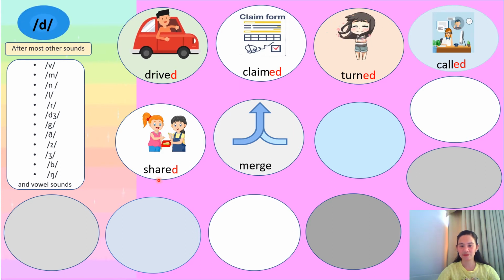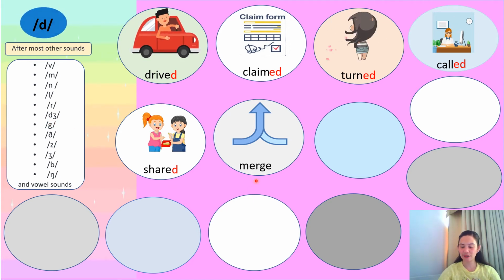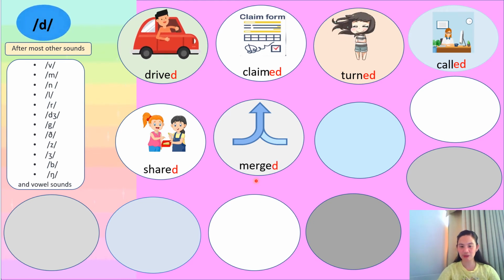Next word, merge. The last sound of the word merge is the sound of j. So this is the phonetic translation of the sound of j. Let's add d only since the word ends with e already. So we're gonna read the word as merged.